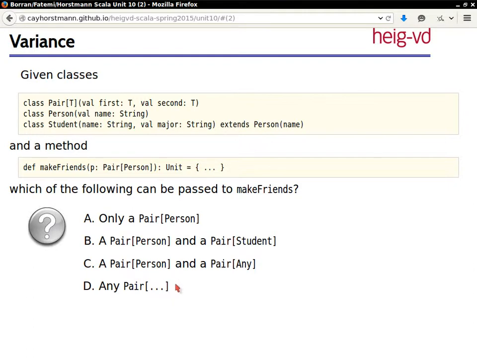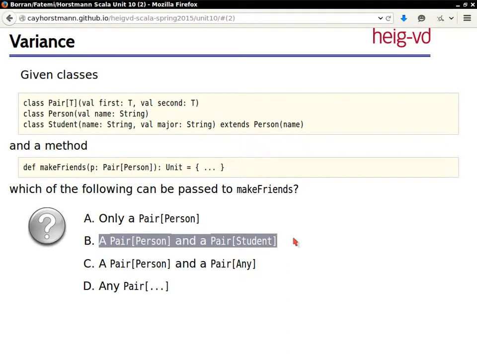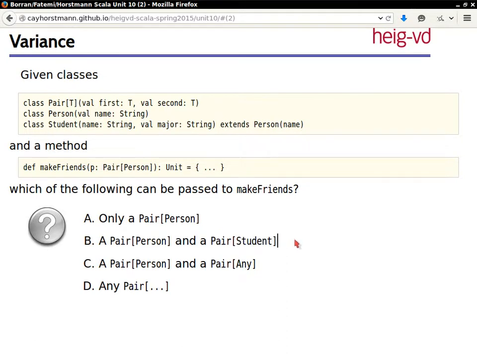Okay, this is going great. Everyone said unanimously, well, surely you should be able to pass it a pair of person and a pair of student. Okay, thank you for your cooperation. That is exactly the wrong answer that I was hoping that everyone was intuitively going to have. And to explain why that is not the right answer and what to do to make it the right answer, that's the purpose of this entire module.